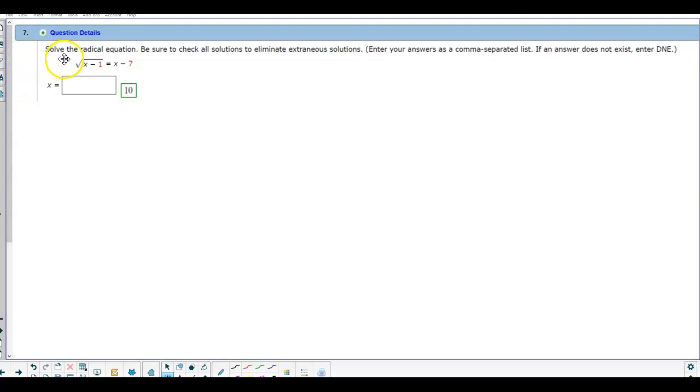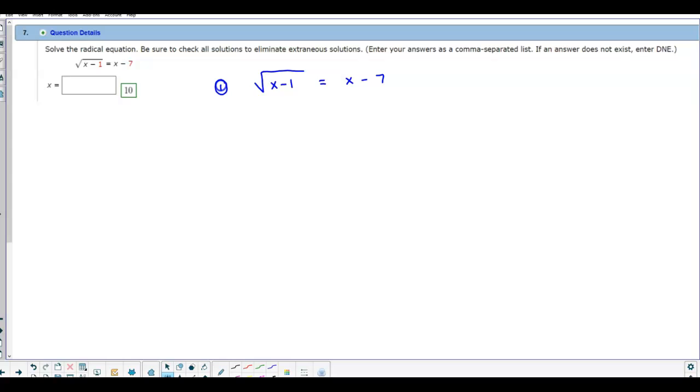Question number 7 says solve the radical equation. Be sure to check all solutions to eliminate extraneous solutions. So here we have the square root of x minus 1, and that's equal to x minus 7.